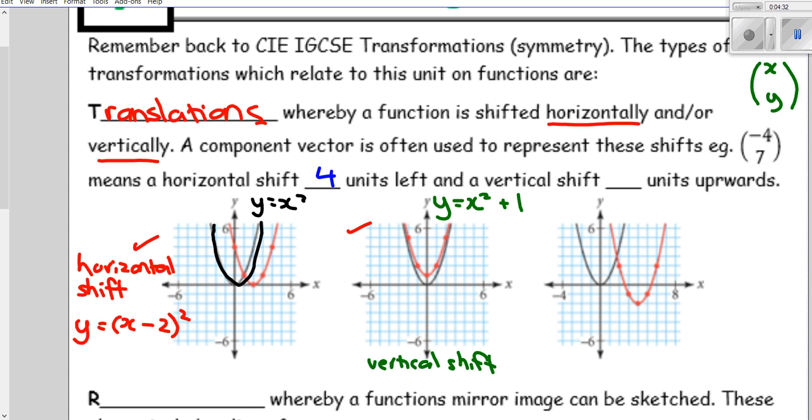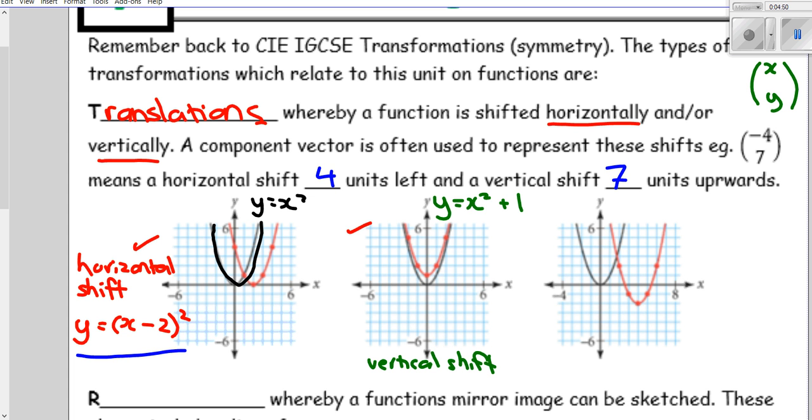Yeah, like if it's in the equation form for horizontal shift. But for vertical shift, it follows the sign. So if it's plus 1 in the vertical shift, it means it's gone up 1. If it's minus 1, it goes down. It's only the horizontal shift in the equation that goes against the sign. Oh yeah, and vertical 7 units upwards.